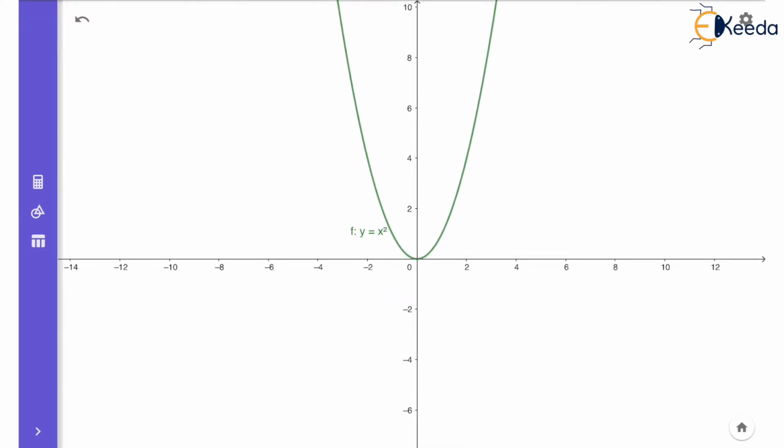Let us start our analysis with the first equation, which is y equal to x square, a polynomial equation of order 2, and it is also a power function. Because of the even power on x here, that is x square, we will be getting all positive values for y for different values of x, whether it is positive or negative.